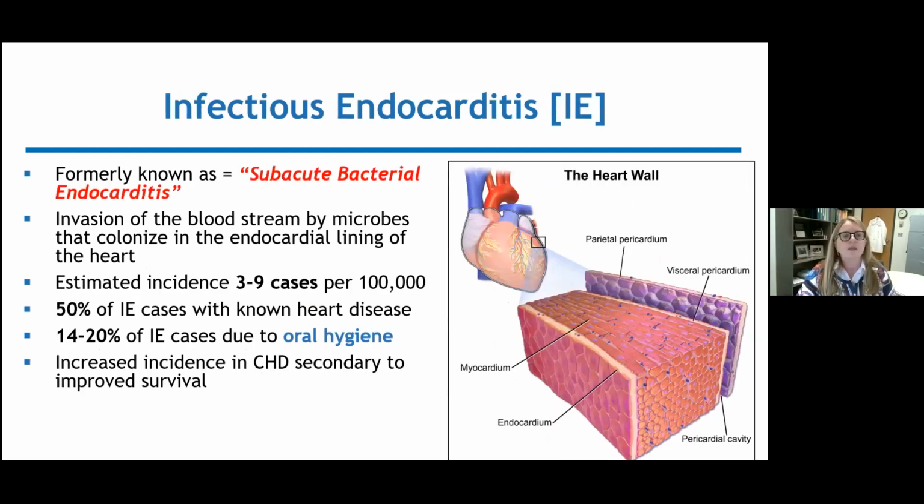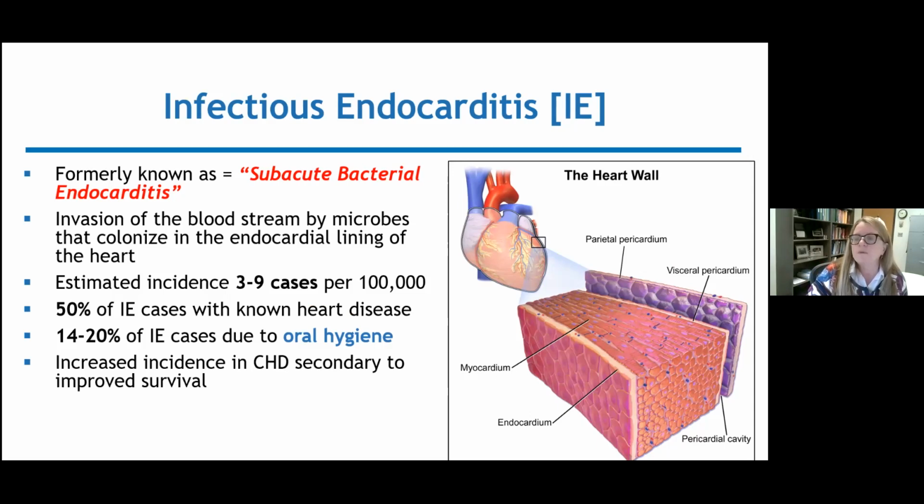And though it's not as common, I have seen it happen, and I have seen children die from endocarditis as well. So infectious endocarditis, formerly known as subacute bacterial endocarditis, you may have heard, probably a decade ago, where's your SBE card for when you go to the dentist? They now call it IE, or infectious endocarditis. And it's an invasion of the bloodstream by microbes that colonize in the endocardial lining of the heart. And that lining of the heart, you can see on the picture on your right-hand side.